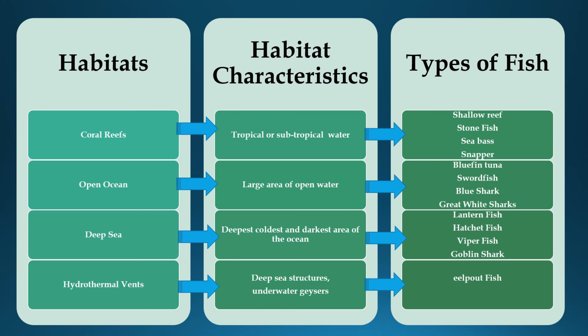The fourth one is the hydrothermal vent. The hydrothermal vents are underwater geysers. They have deep sea structures. They release hot water and minerals. The type of fish living in these geysers is eelpout fish.